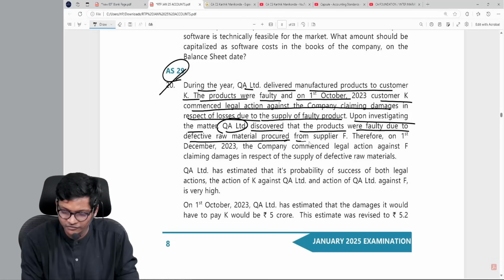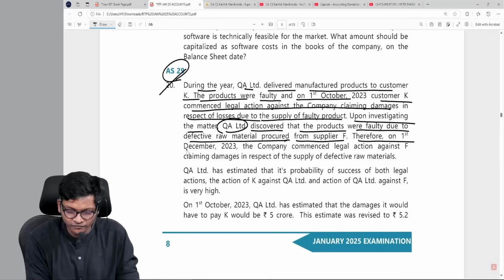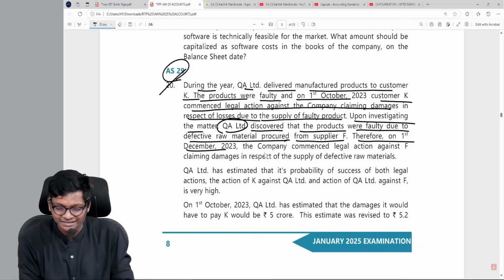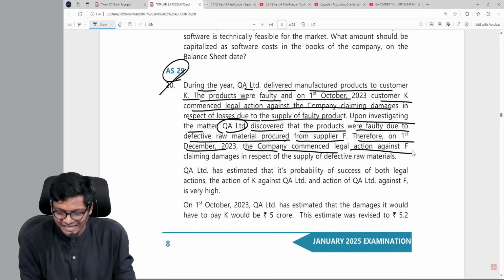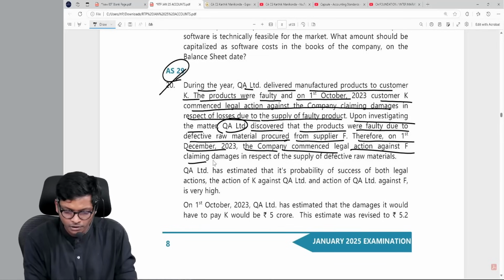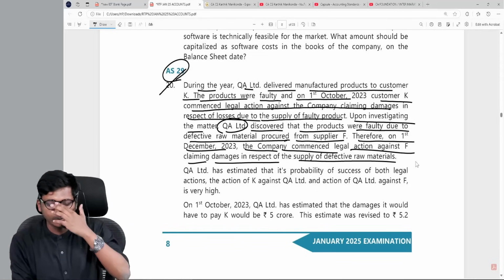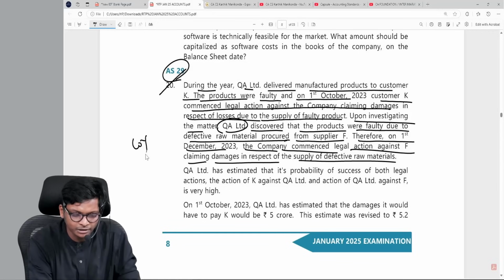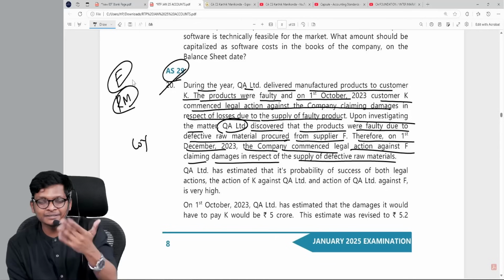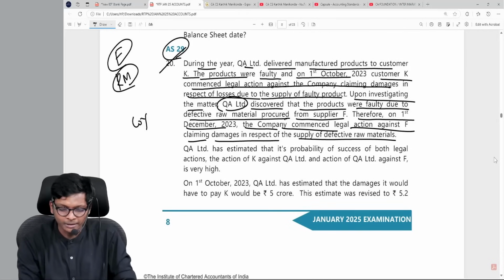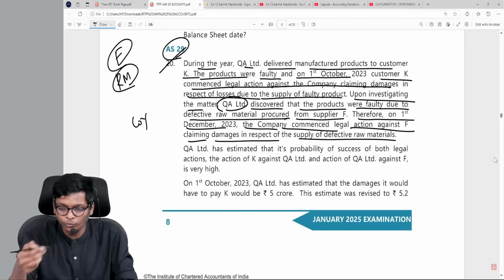Defective raw materials from supplier F. Therefore, on 1st December 2023, the company commenced legal action against F for damages for supplying raw materials in faulty ways. That means the company got angry. On whom? The person who supplied raw material. We are calling him F. F has failed in supplying good quality raw materials. Company filed a case. This is not about the customer.